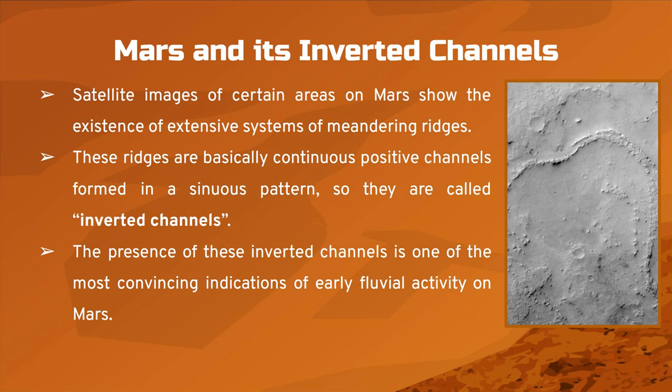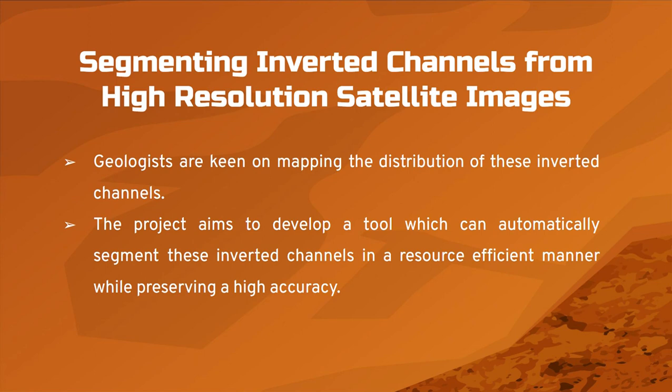As you can see in this diagram, these ridges are continuous positive channels that form a sinuous pattern and are called inverted channels, inverted in the sense that they actually rise above the ground. Now, the presence of these inverted channels is one of the most convincing evidences of past fluvial activity on Mars, so geologists are interested in mapping the distribution of these channels.